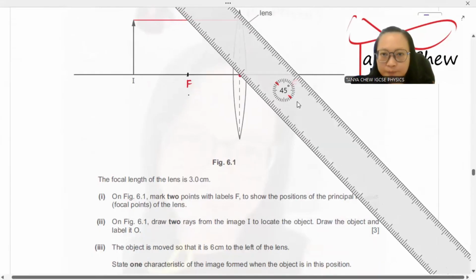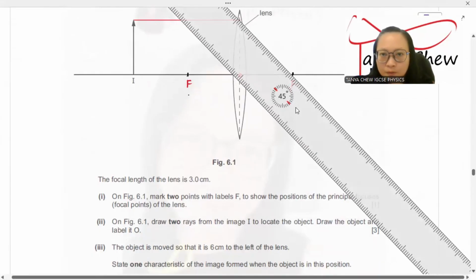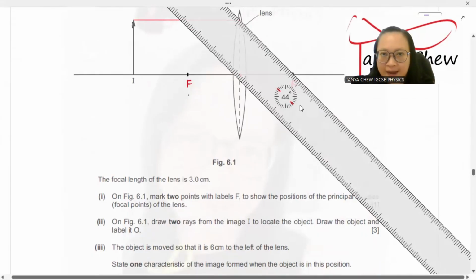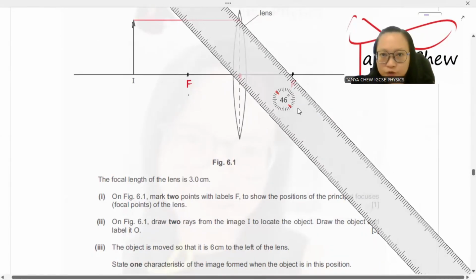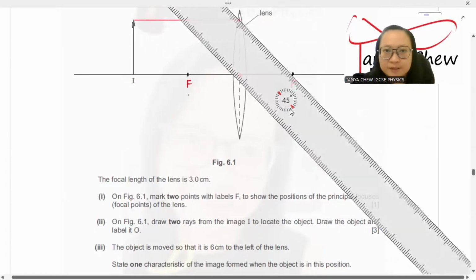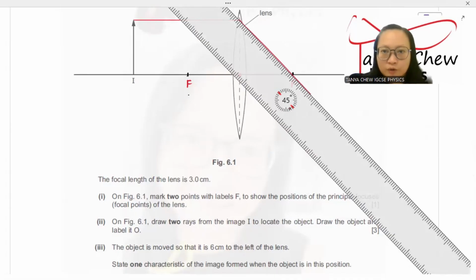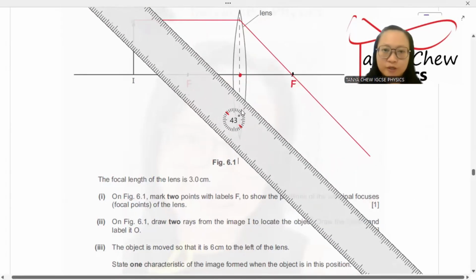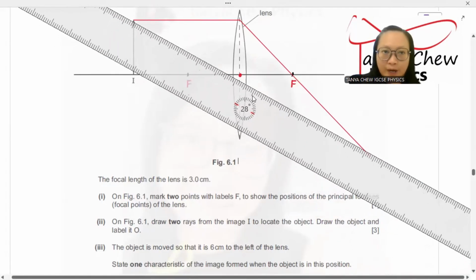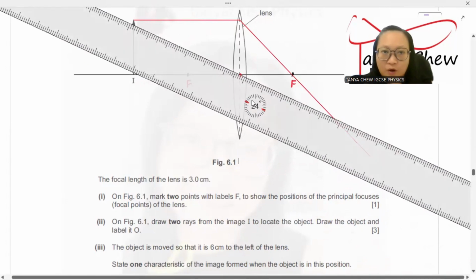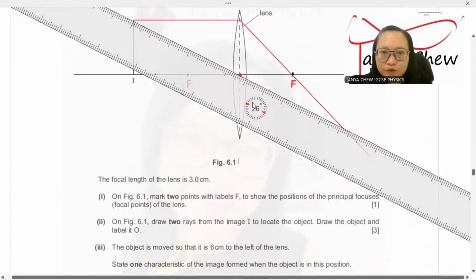I draw it digitally, so it might not be that accurate as compared to when you draw on a piece of paper. So I try my best. So this is it. I draw it longer because I don't know where the object is. And the second ray, I'll draw the arrow later. Second ray, any ray that passes through the center of the lens will just go straight. So this is it.